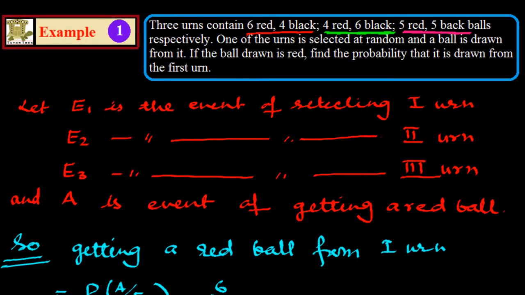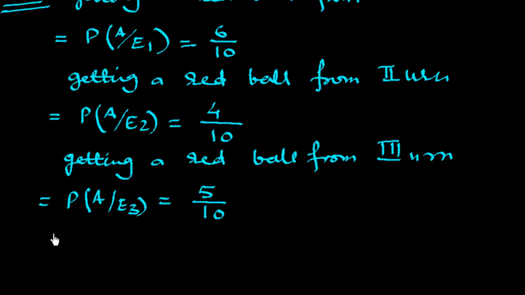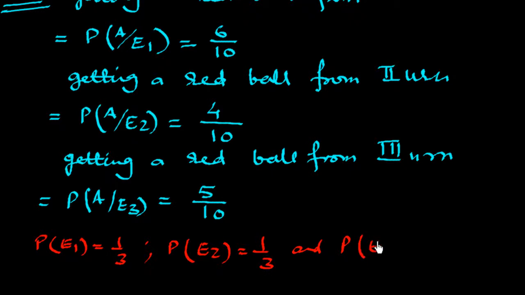And look here, the urns are the same in size and color, so we get the same probability of selecting an urn from these 3. So the probability of E1, selecting the first urn, is 1 over 3. The probability of E2 is also 1 over 3, and the probability of E3 is also 1 by 3, because these events are mutually exclusive, equally likely and exhaustive.